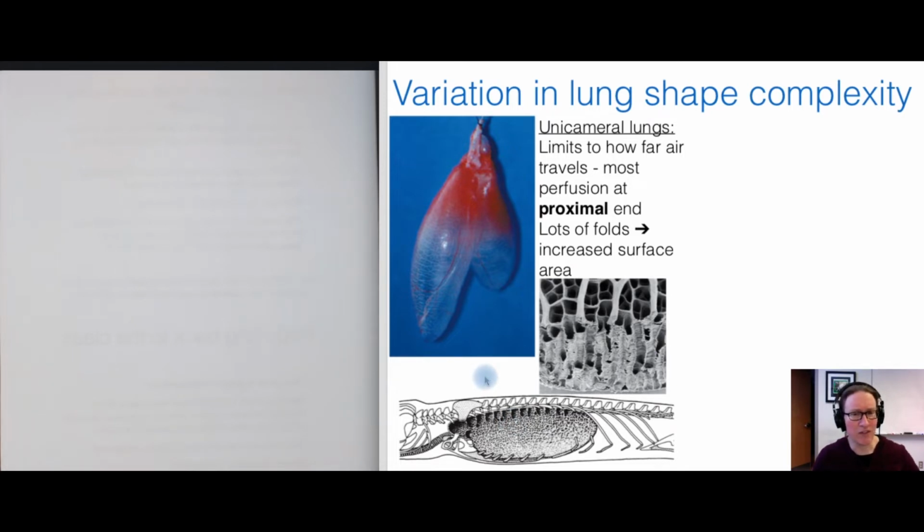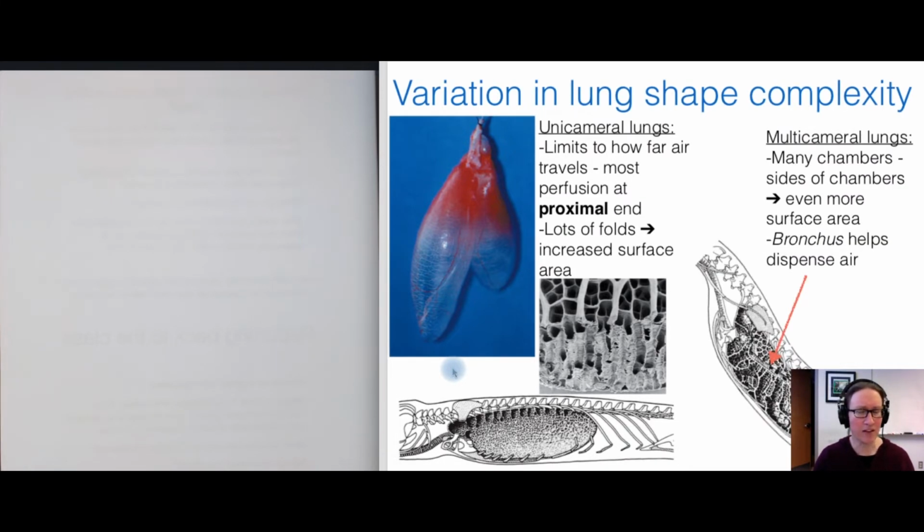These lungs do have folds to them, so there is an increase in the total surface area inside the lung, but they're not particularly complex. And that contrasts with reptiles that have multicameral lungs. Again, I'm not going to expect you to know which reptile groups have which type. I just want you to be aware that there is diversity in this shape complexity. In contrast to unicameral lungs, multicameral lungs will start to have many different chambers and different sides to chambers. So we're really seeing an increase in the total surface area inside of the gas exchange organ.